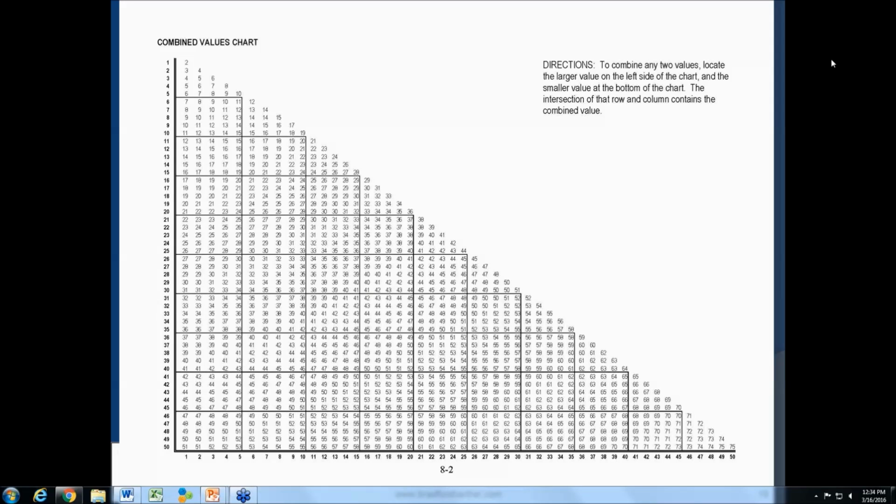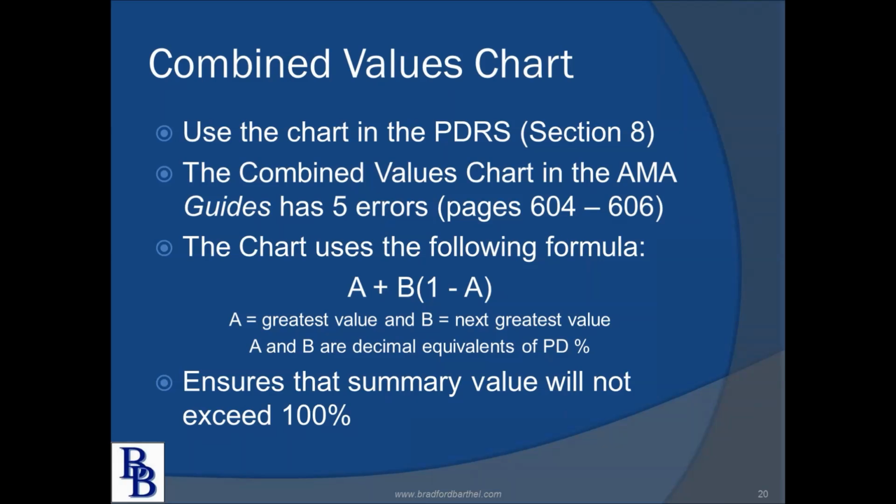Again, there are 3 pages that go up through combining 99 with 99. So when we're doing the combined values chart, use the chart that's in the Permanent Disability Rating Schedule, Section 8. There is a combined values chart in the AMA guide, but there are 5 errors in it, and they're listed on this next slide, I believe it is. But if you're rating, you're going to have the schedule out anyway, so use that one. Those are all correct. The DEU corrected them when they published the schedule, and so they're correct.